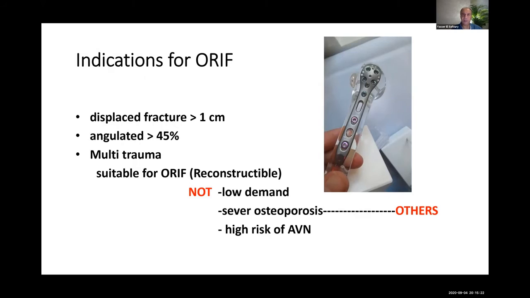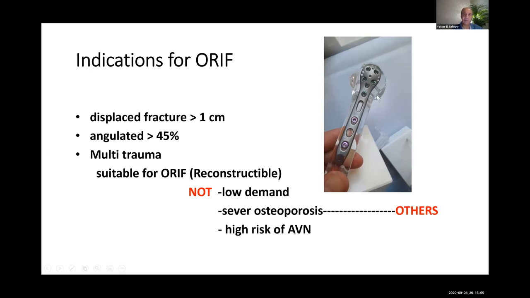What are the indications? As we said, according to Neer classification, if there is a displacement of more than 1 centimeter, or if there is an angulation of more than 45 degrees, especially in multi-trauma patients. But sometimes it's not suitable to reconstruct such fractures, especially in low demand patients, in severe osteoporosis, or if there's a high risk of avascular necrosis. In these conditions, it's not suitable to do open reduction and fixation, and there should be other techniques to treat this patient, like arthroplasty.